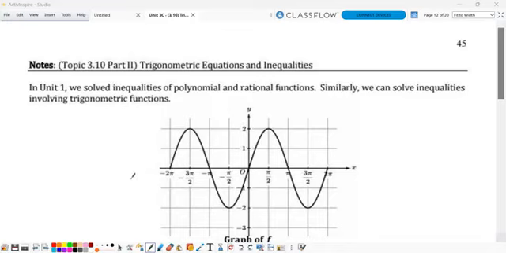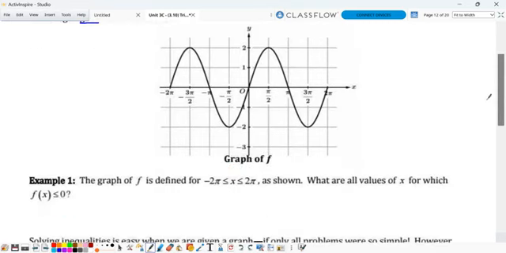Pre-calculus student, in this video, I'm going to explain trig inequalities with the assumption that you know how to solve trig equations. In unit 1 or in the previous units, we have already learned how to do polynomial and rational functions. Now we are going to look at the trig functions. Inequality algebraically, graphically, you are supposed to know both ways.